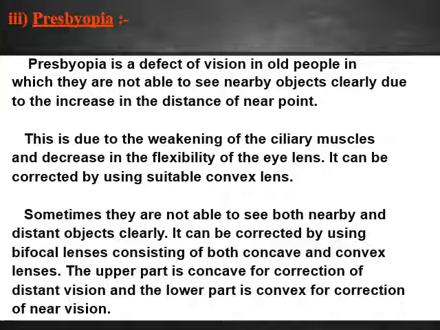Sometimes this defect is seen where both nearby and distant objects are not seen clearly. It can be corrected by using bifocal lenses consisting of both concave and convex lens. The upper part is concave for correction of distant vision and the lower part is convex for correction of near vision.